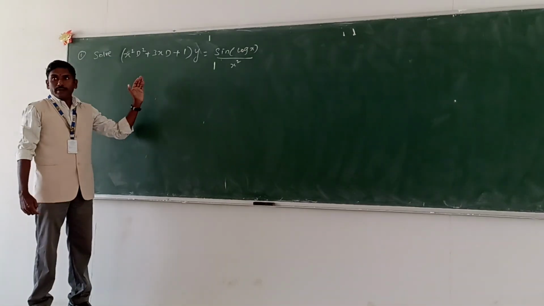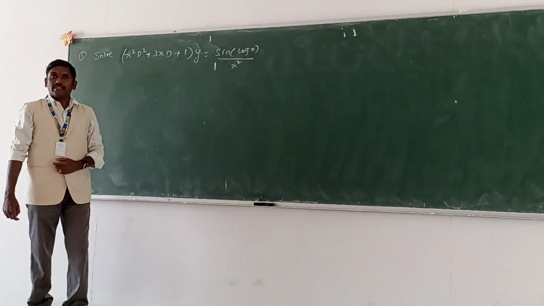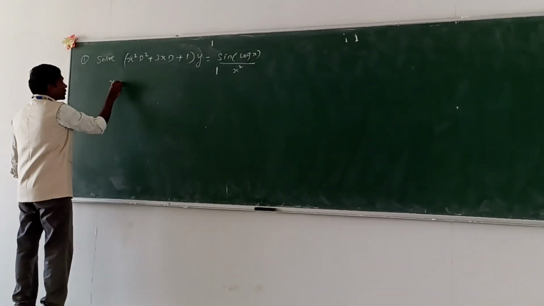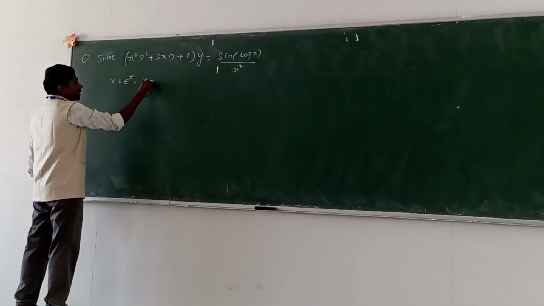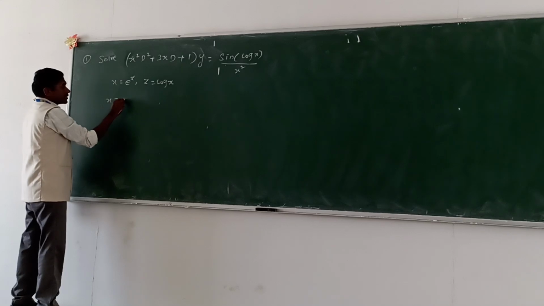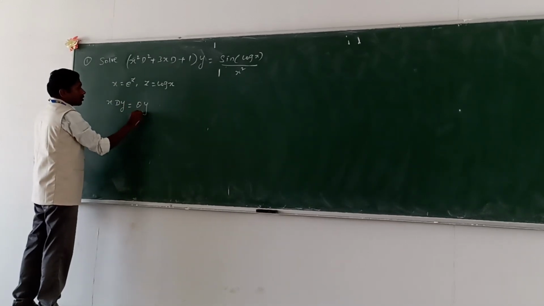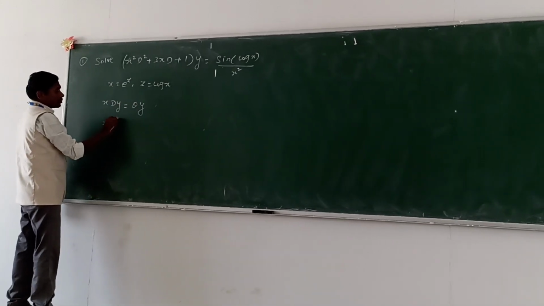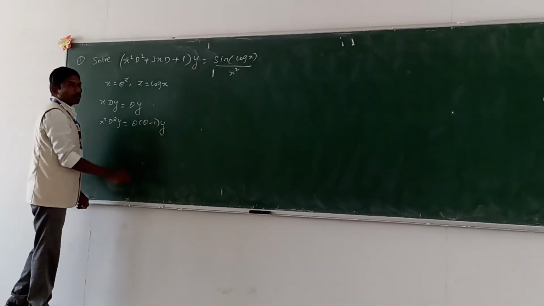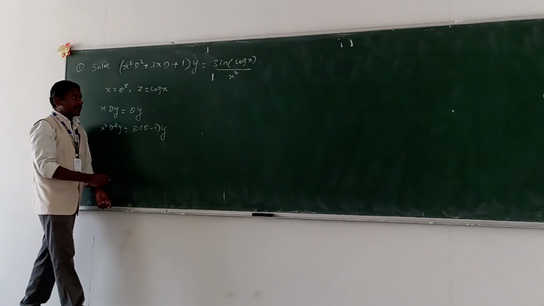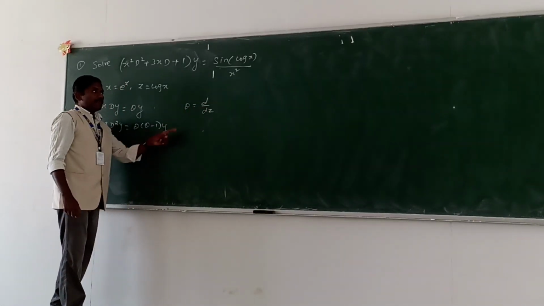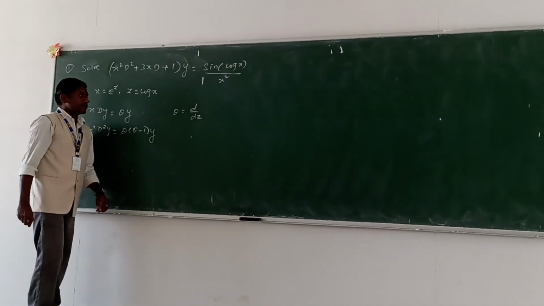So first transform into a constant coefficient differential equation by the substitution x equal to e power z, z equal to log x, and then in operator form xD y equal to theta y, x square D square y equal to theta into theta minus 1 into y. Here theta is the operator, theta equal to d by dz, differentiation with respect to z.